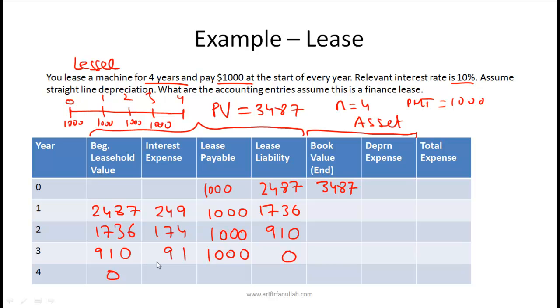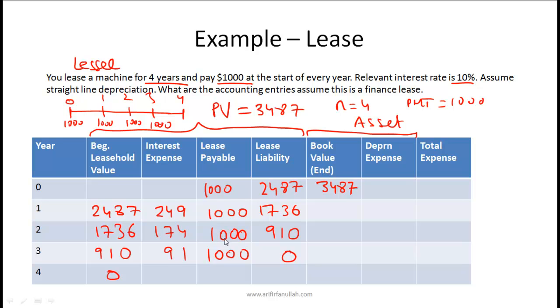If we had been making lease payments at the end of the year, then the lease liability would have gone down to 0 at the end of year 4. But leases typically are paid at the beginning of every period. So this is our lease, or our liability side.